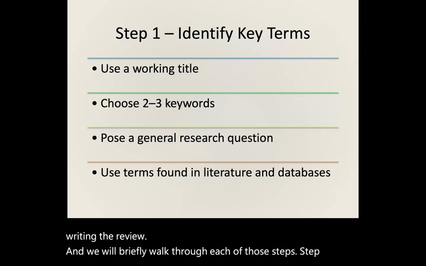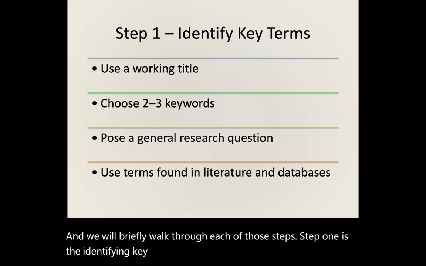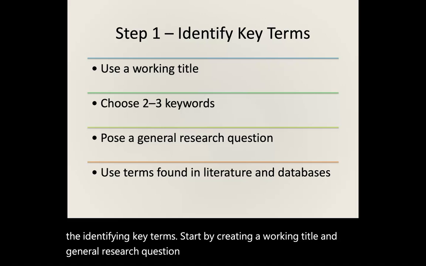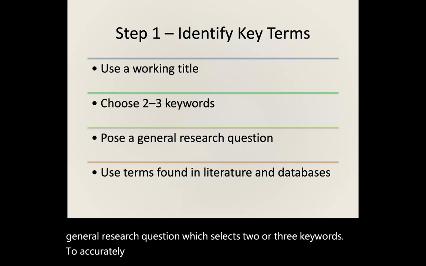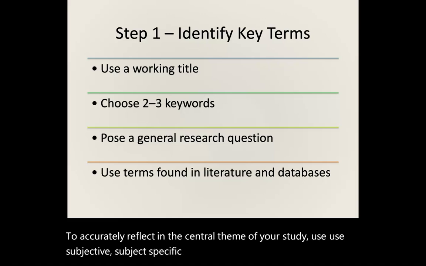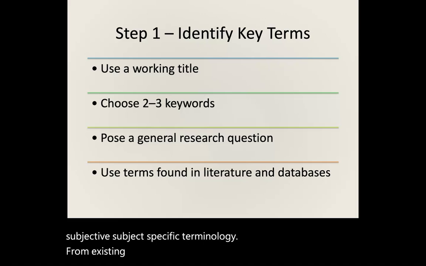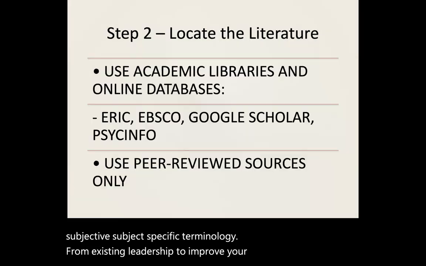Step one is identifying key terms. Start by creating a working title and general research question, then select two or three keywords to accurately reflect the central theme of your study. Use subject specific terminology from existing literature to improve your research accuracy.